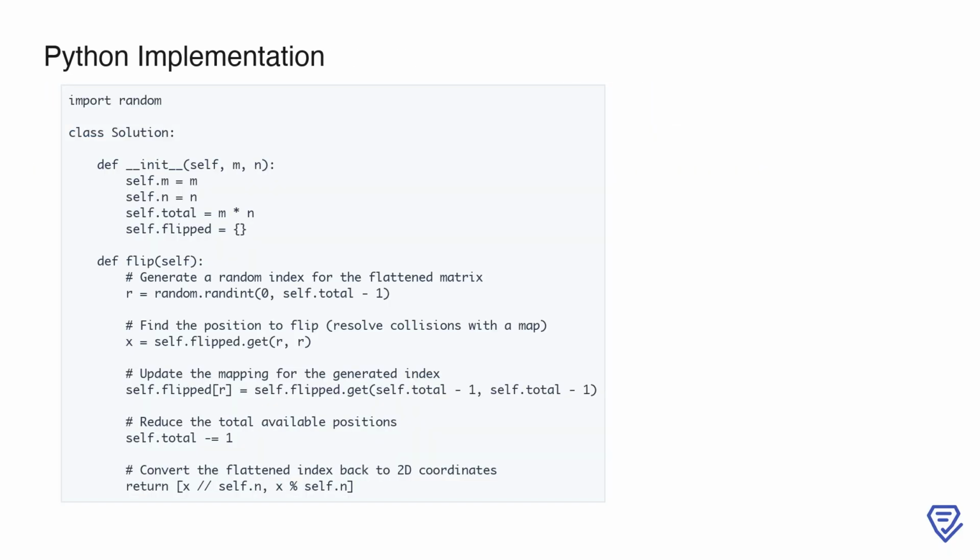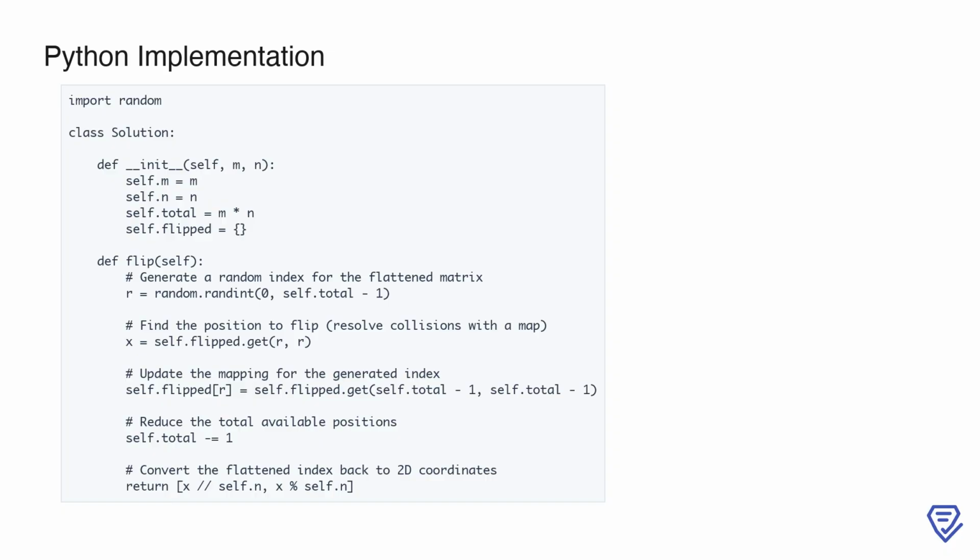Here, we start by importing the random module, which we'll use to generate random indices for flipping. The solution class is initialized with two parameters, m and n, representing the dimensions of the matrix. Inside the constructor, we calculate the total number of positions in the matrix by multiplying m and n. We also initialize a dictionary called flipped, which will help us track the indices that have already been flipped.